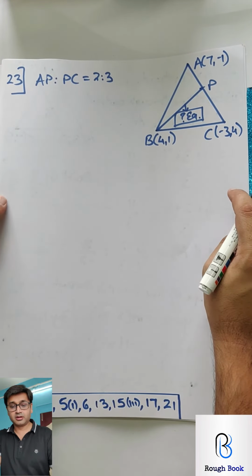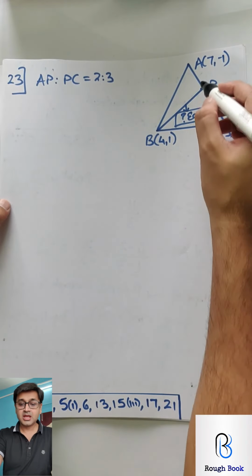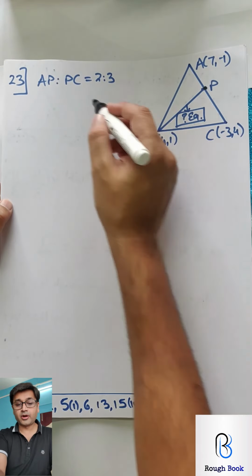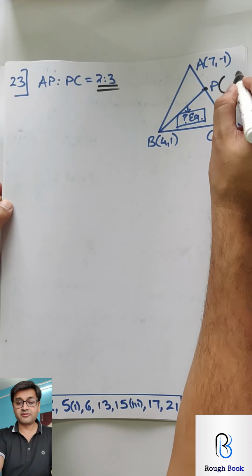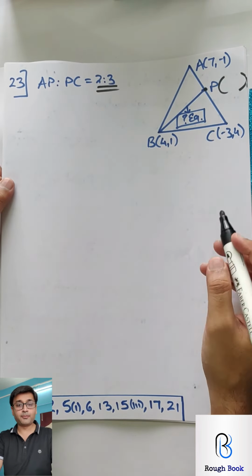Last one, 23rd. Come on. Without my help, everyone, you're going to give me your best. This is the section formula combined with equations. They say P is a point dividing in the ratio 2:3. Find the equation of this line. For that, first you'll have to find the coordinates of P, then the slope, and then the point slope form.